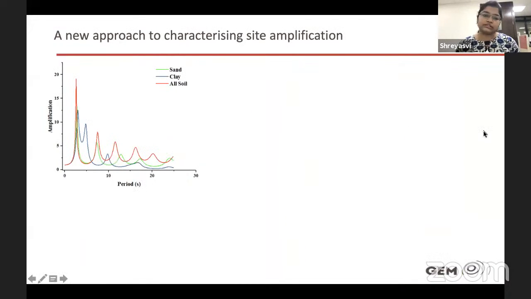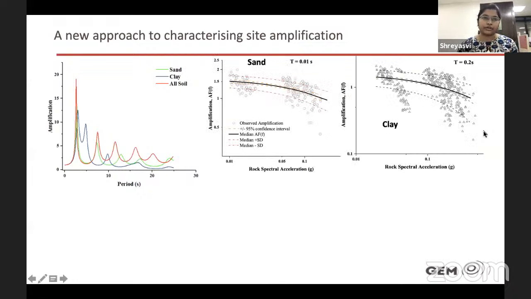This is a part of my PhD work that I've done. This is a new approach towards characterizing site amplification. Many have already previously proven that VS30 is not a sufficient single proxy for characterizing the site. Here on the extreme left, as you can see, these are 3 different sites with the same VS30, but they behave differently for the same seismic excitation.